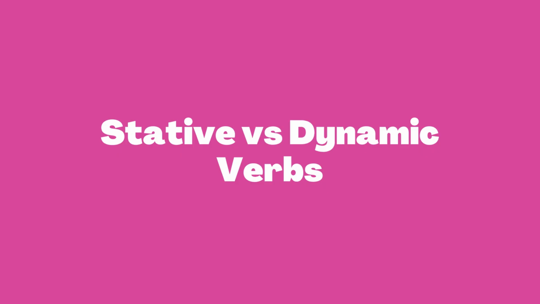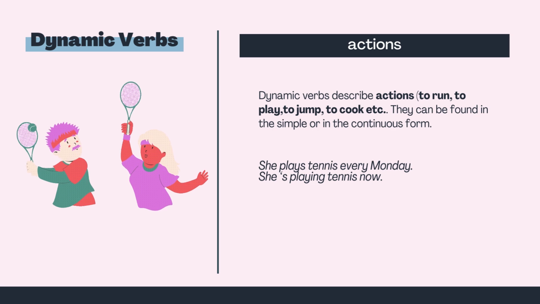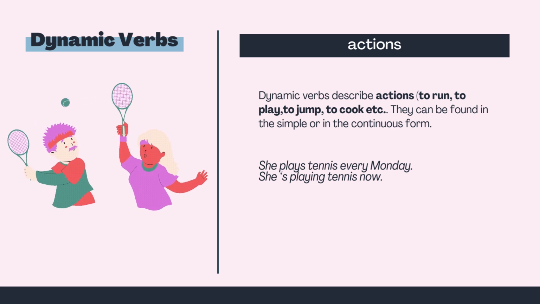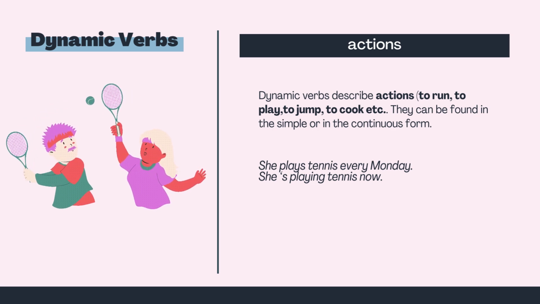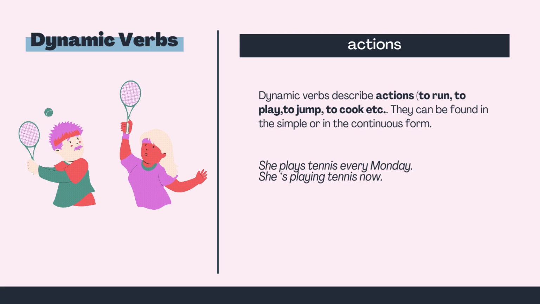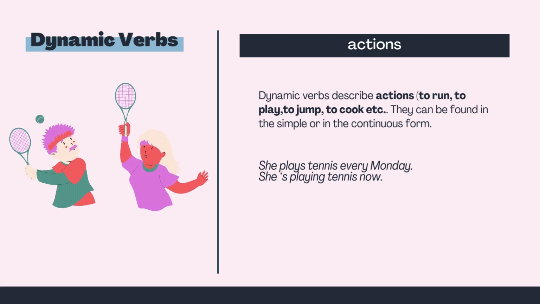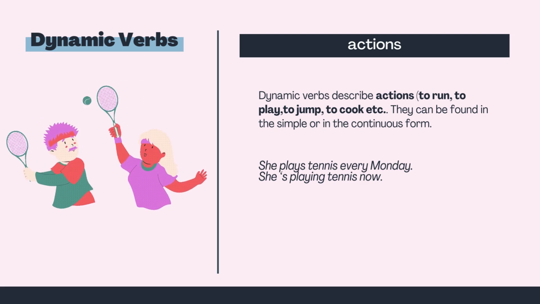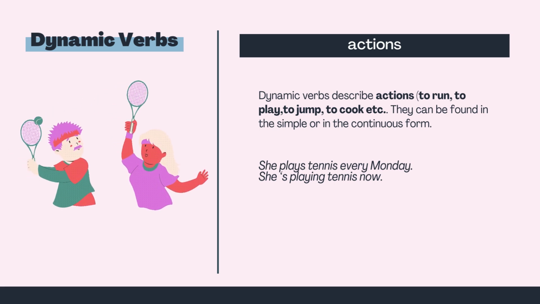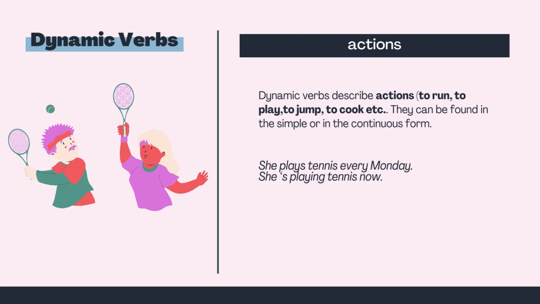However, there are stative and dynamic verbs. So let's see the difference because this is important when you use the present simple or continuous tenses. The dynamic verbs are verbs that describe actions. For example, such verbs as to run, to play, to jump, to cook, and these verbs can be used in the simple and in the continuous form.